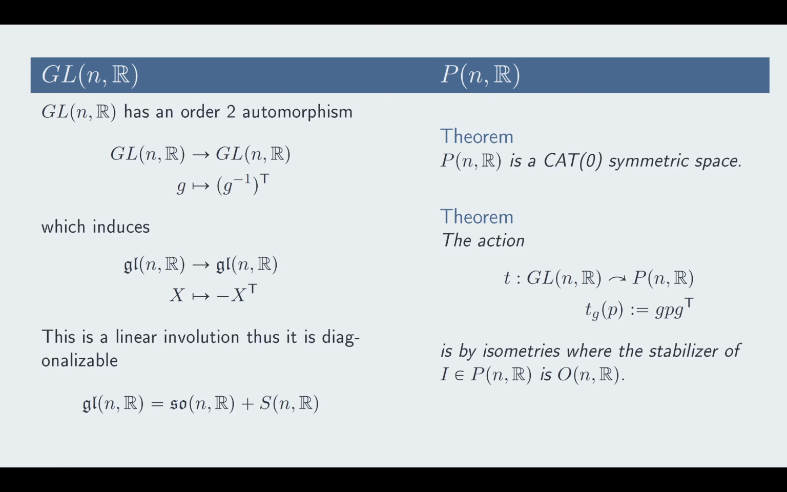And that induces a Lie algebra automorphism, which is X going to minus X transpose. Because it is a linear map of order 2, it is diagonalizable. The plus 1 and the minus 1 eigenspaces are precisely the antisymmetric matrices, so(n), plus the symmetric matrices. We know that decomposition exists in the set of all matrices, but this is precisely the decomposition into eigenspaces of this linear map. And this structure will generalize to submanifolds of P_n(R).